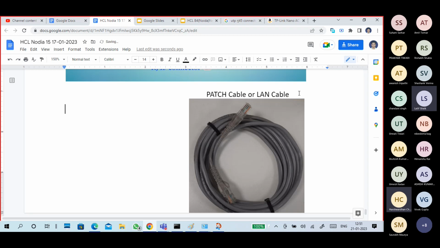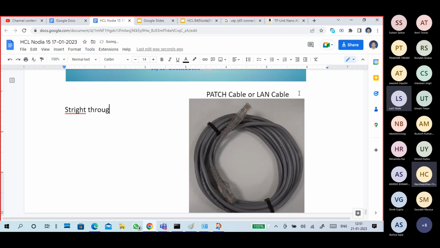Guys, in cables, I'm not trying to tell how the configuration works, but in patch cables there are also different types of cables based on the connectivity. For example, there is a straight through cable, or a straight cable. What is the use of this straight through cable? Whenever you want to connect two similar devices.